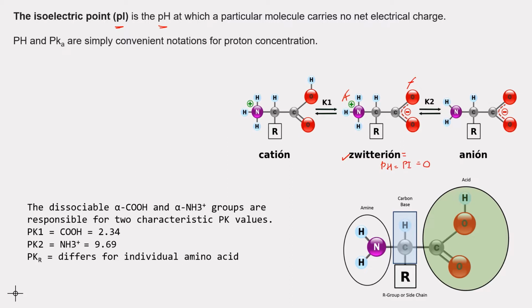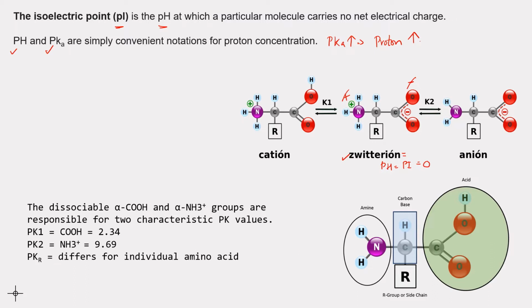Next, when we talk about pH and pK, it's often very confusing. What's pH, what's pKa, what's Pi? Let me clarify that confusion first. pH and pKa are simply convenient notions for proton concentration. So if pKa is high, it means that the hydrogen concentration, that is the proton concentration, is high in the solution, and the solution contains amino acids.